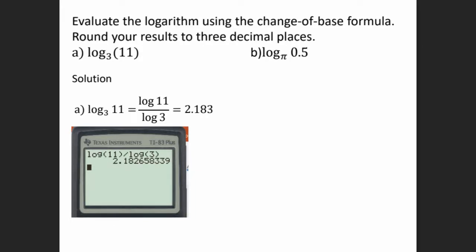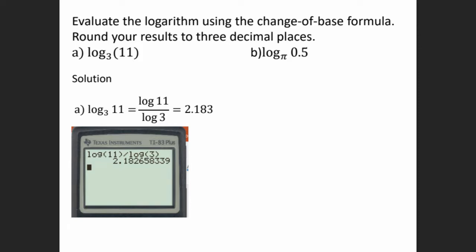So what I would do is I would use my change of base formula, and the change of base formula says this, that I take my input and I'm going to evaluate this as a log of base 10. And I'm going to take the base and evaluate that as a log of base 10. So it's a quotient, right? So the log of 11 divided by the log of the base will give me the answer that I'm looking for. Okay, so if they want me to round to 3 decimal places, the answer will be 2.183. That 2 gets rounded up because that number to the right was greater than 5, right?